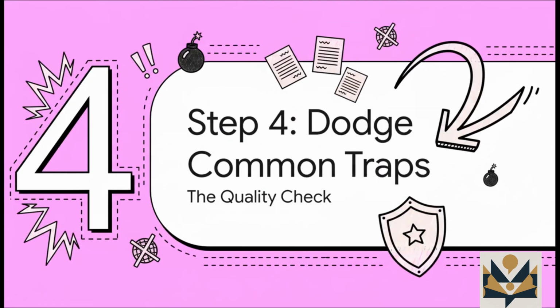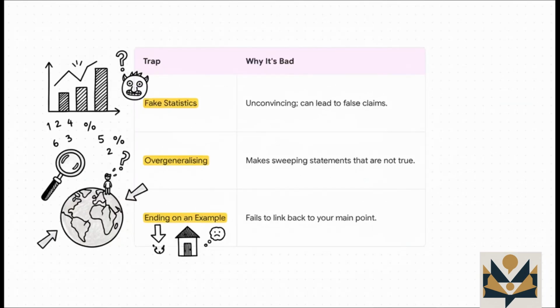All right, we've covered a lot of what you should do. Now let's switch gears and talk about what you should not do. Dodging these really common traps is like a final quality check that can save your score from dropping. So here they are, 3 of the biggest score killers. First, fake statistics. Second, overgeneralizing, making these huge sweeping statements. And third, ending a paragraph with an example but never linking it back to your point. Let's zoom in on a couple of these because they're really important.